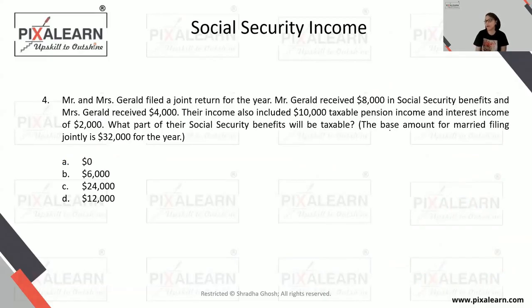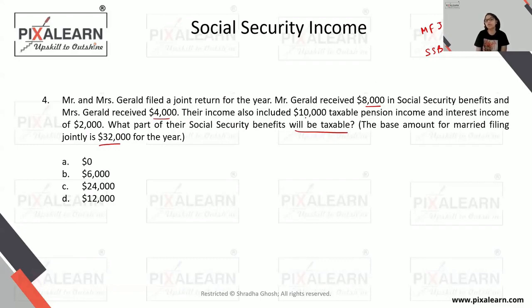See, they've given you the base amount. The base amount for married filing jointly is 32,000. We already know that. What part of the social security benefits will be taxable? So here you're going to calculate your taxable social security benefits. Mr. and Mrs. G file a joint return. So we know it's a married filing jointly couple. Mr. G received 8,000 in social security benefits and Mrs. G received 4,000. That means Social Security benefits received as a couple is $12,000.